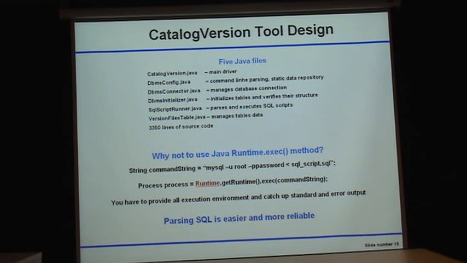It's 3,300 lines of Java code in 5 files. The most complex file is this one, and it's why I wanted to show it. It parses and executes SQL scripts. Because when I wrote that, I had to do SQL parsing, and that's not a simple thing. We know that. And so now I'm talking a little bit about Java.